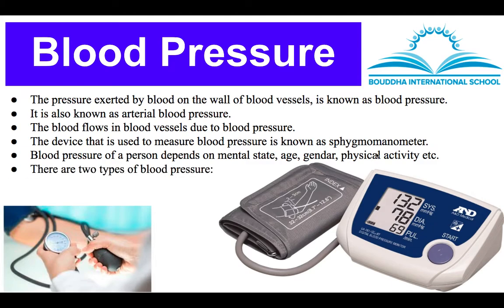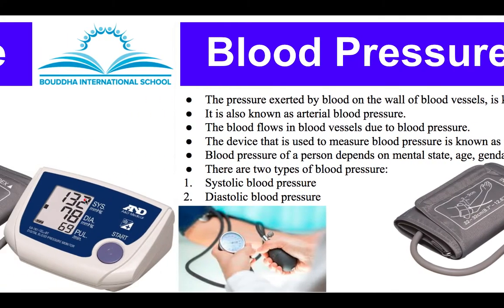And there are two types of blood pressure. One is systolic, another is diastolic. The reason is our heart contracts and relaxes. Because of the different situations of the heart, we have two types of blood pressure. Whenever our heart is contracting, the pressure is high, and that pressure created during the contraction of heart is called systolic blood pressure. Similarly, when our heart relaxes, there will be low blood pressure, and that pressure is called diastolic blood pressure.